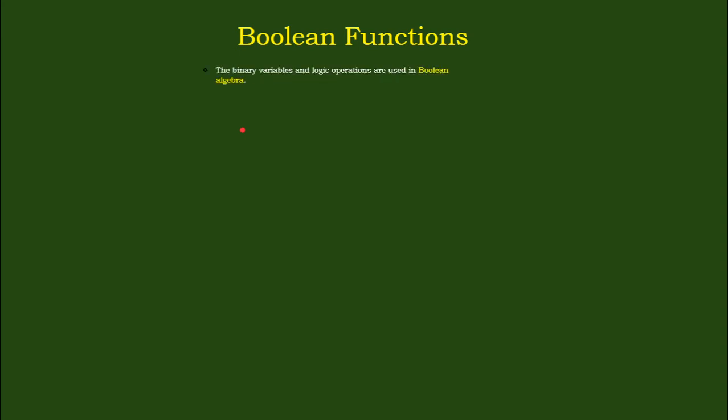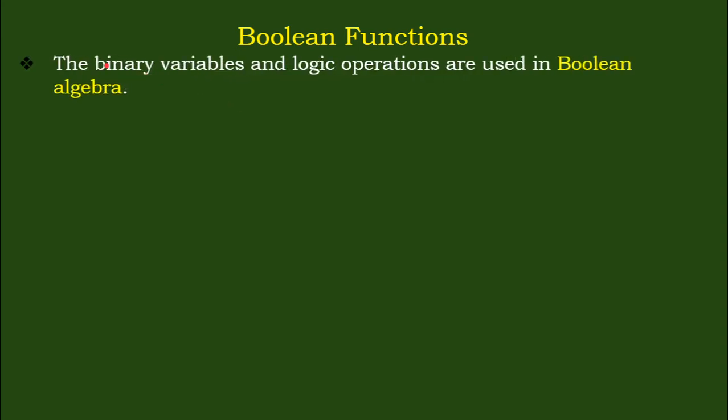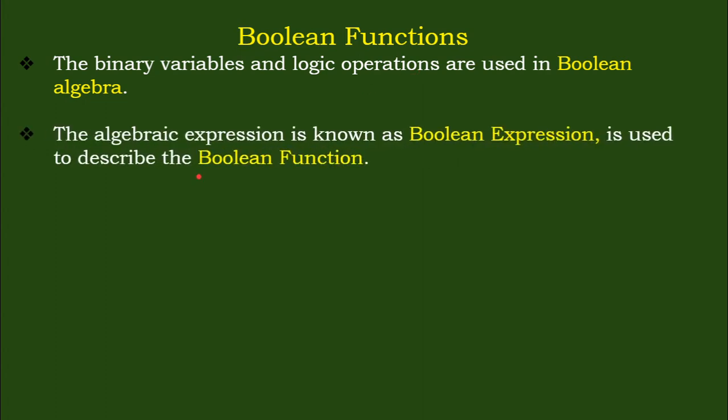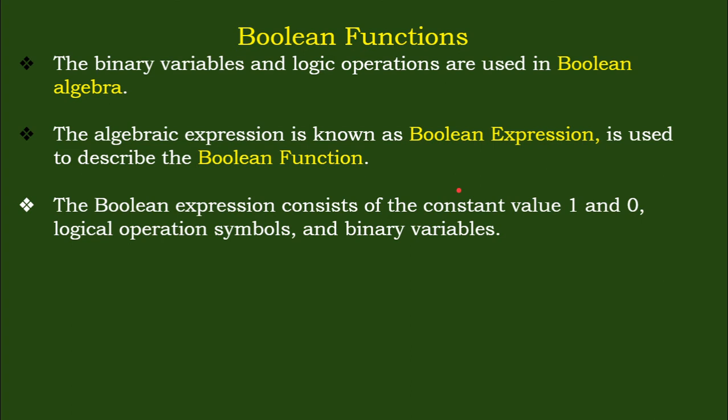Let us see first of all what is Boolean algebra or a Boolean function. A Boolean function consists of binary variables and the logical operations. The algebraic expression is known as a Boolean expression and it is used to describe the Boolean function. The Boolean expression consists of the constant values 1 and 0, logical operation symbols, and the binary variables. That means here the expression may contain a variable, logical symbols as well as the constant values 1 and 0. Let us see a few examples of these Boolean functions or Boolean expressions.